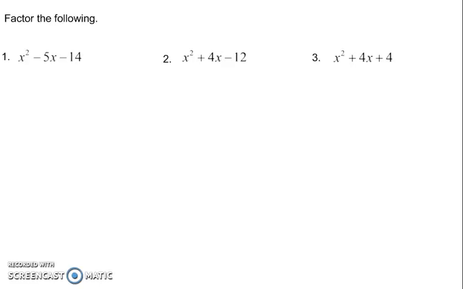So what are two numbers that I can multiply to get negative 14 and add to get negative 5? So if I write down my factors of 14, I got 1 and 14, 2 and 7. If I need to get a negative 5, then I need to have a negative 7 and a positive 2. So my two factors for this trinomial are x plus 2 and x minus 7.